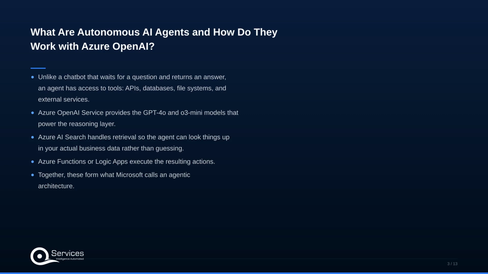Now, let's talk about what autonomous AI agents are and how they work with Azure OpenAI. An autonomous AI agent is a software process that perceives inputs, reasons over them using a language model, and takes actions, often in a loop, without requiring a human to approve each step. Unlike a chatbot that waits for a question and returns an answer, an agent has access to tools, APIs, databases, file systems, and external services.